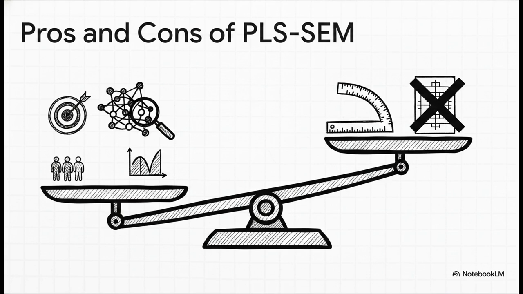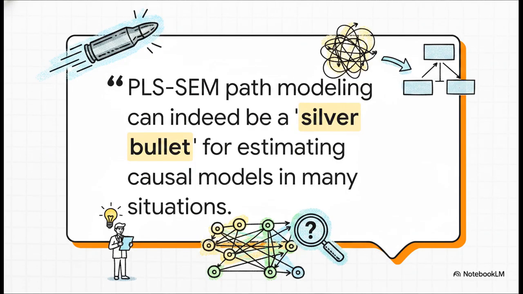But it's not perfect. It does have one big con. Its statistical estimates are inherently a little bit biased, and because of that, it's not the right tool if your only goal is to confirm an existing theory with the absolute highest precision. So yeah, it's a powerful tool, but it's not a magic wand for every situation. But in the end, the authors of the paper we're looking at wrap it up with this really powerful thought. They say that PLS-SEM can indeed be a silver bullet, but only when it's used for the right reasons. For researchers who are focused on prediction, on exploring new ideas, and on dealing with complex, messy reality, PLS-SEM isn't just a good tool. It might just be an essential one for finding answers that would otherwise stay hidden.